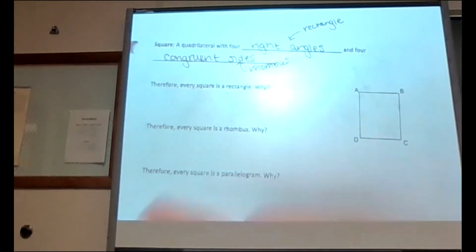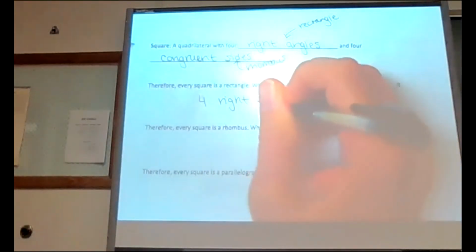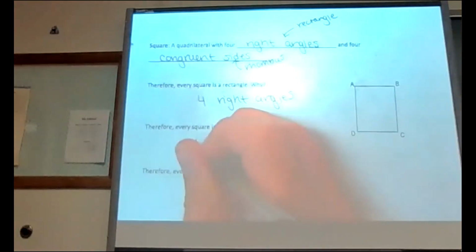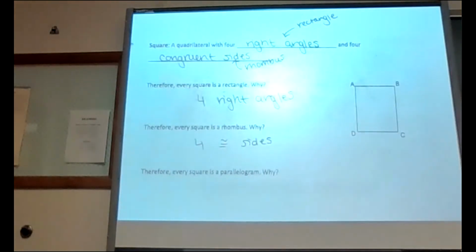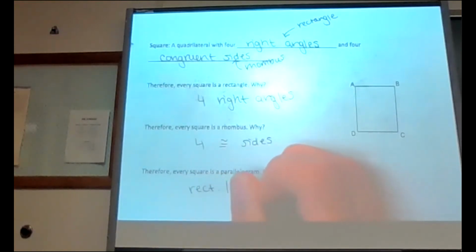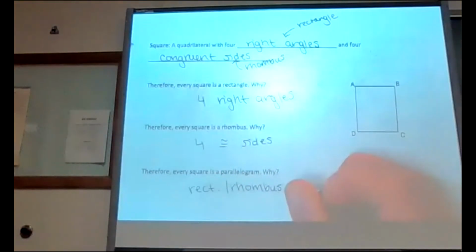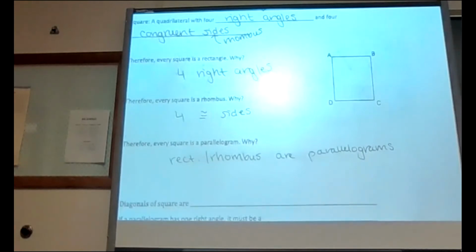Every square is a rectangle because it has 4 right angles. I wrote that up above. And every square is a rhombus because it has 4 congruent sides. Therefore, every square is a parallelogram, because it's a rectangle and it fits the rhombus properties, and a rectangle and a rhombus are both parallelograms. So it kind of umbrellas under the square. It's such a fun word to say. Parallelogram, it really is. Parallelogram. It's a good one.